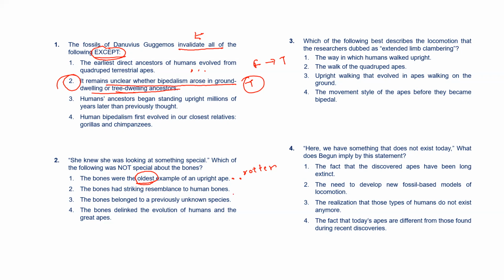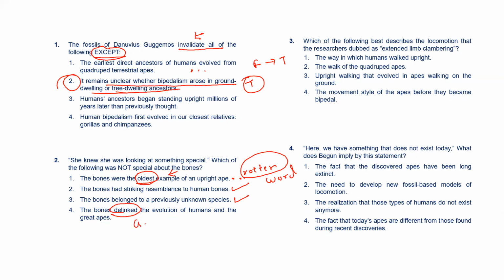The bone had a striking resemblance to human bones. This is definitely true. That is something special. The bones belong to a previously unknown species. This is also true, so this can't be the answer. The bones delinked the evolution of humans and great apes. Now, understand, this is completely contrary to what is being said. It means that the discovery has proved that there is no link between the evolution of humans and great apes. In fact, that is not given in the passage. So out of 1 and 4, 1 doesn't look too right to me because it has a rotten word in it. It says that it's quite old.